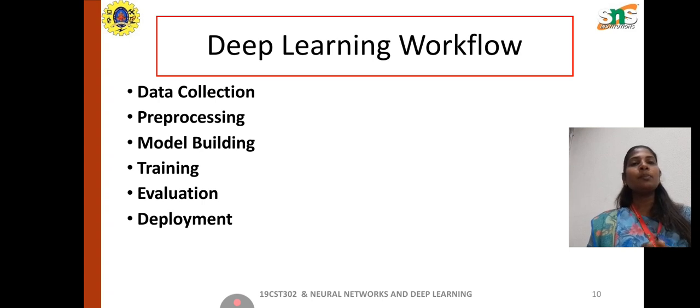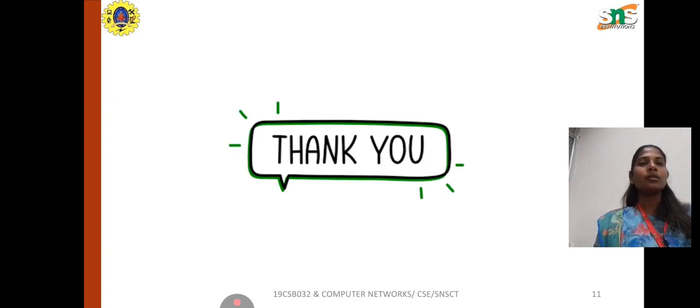The next is the deep learning workflow: data collection, data pre-processing, model building, training, evaluation, and deployment.